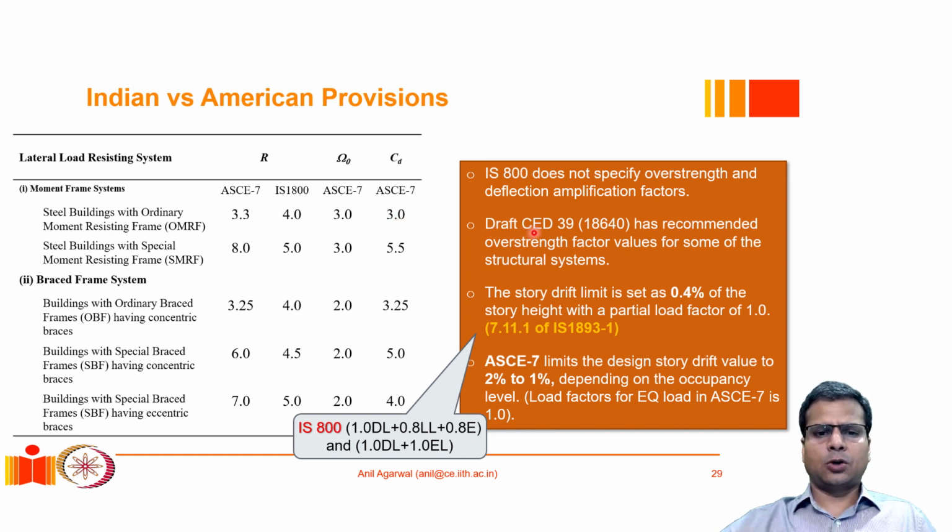There is also another document which is known as Draft CED 39 18640, which is basically an equivalent of IS 13920, which would give the prescriptions for ductile detailing of steel structures for earthquake applications. So this document does explicitly mention the overstrength factor, right? The values in this document are slightly different from the values that are mentioned in IS 800, and if this document would come into force, I believe that should supersede the values mentioned in IS 800.